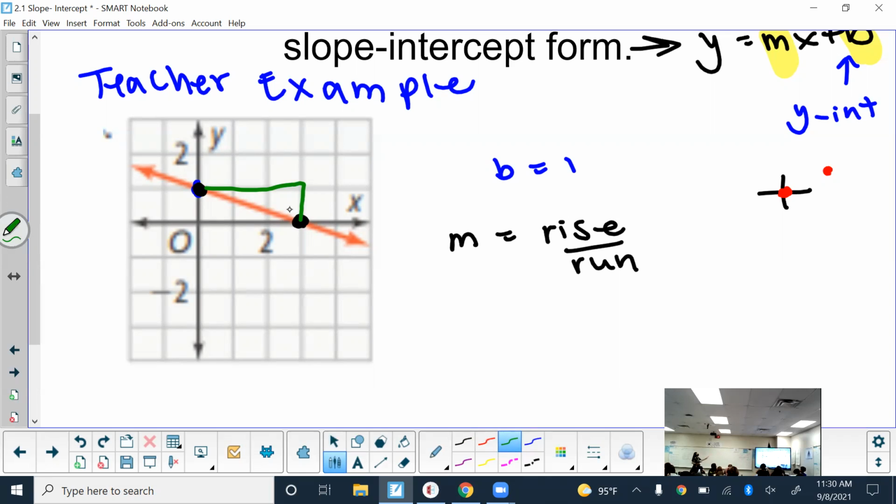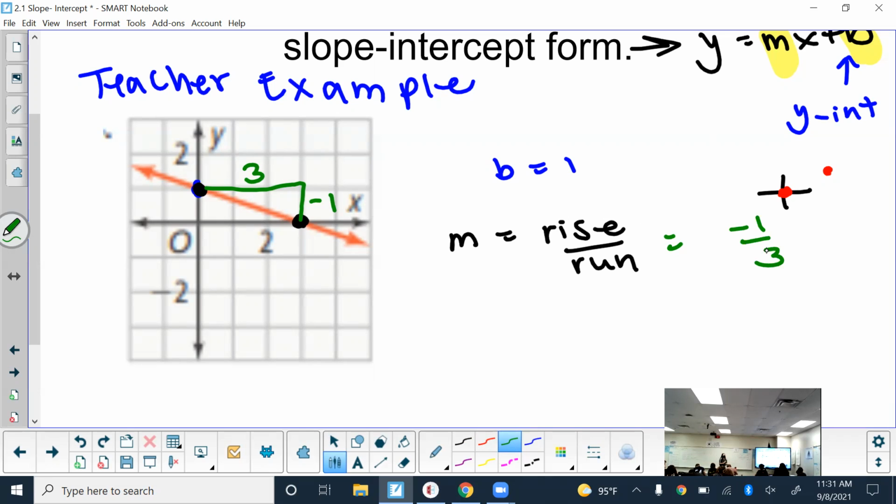So going from the left dot to the right dot, how much is my rise? One. And is it going up or down? Down. So it should be a negative one. And then what is my run going from this dot to this dot? Three. Good. One, two, three. And then if it's rise over run, it should be negative one over three.